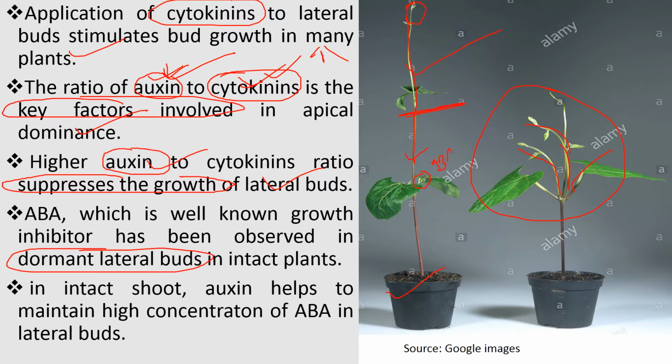So auxin is responsible for maintaining the concentration of ABA in the lateral buds. So ABA causes dormancy in the lateral buds. But when we remove this tip, after removal the source of auxin is degraded, and that also leads to degradation of this ABA concentration, due to which finally these buds grow. So in an intact shoot, auxin helps to maintain the higher concentration of ABA in the lateral buds, and that results in the inhibition of lateral bud growth.